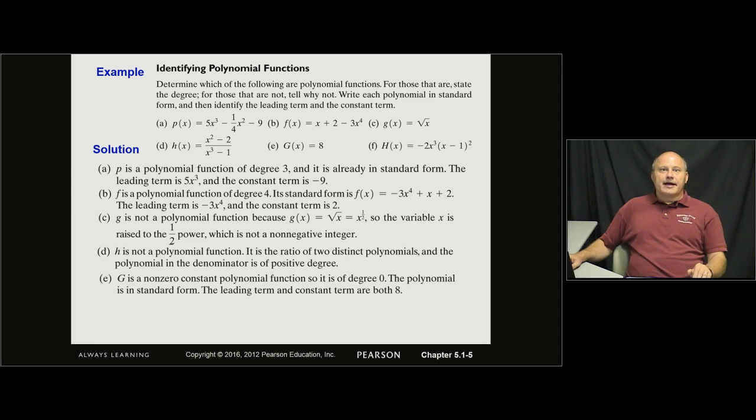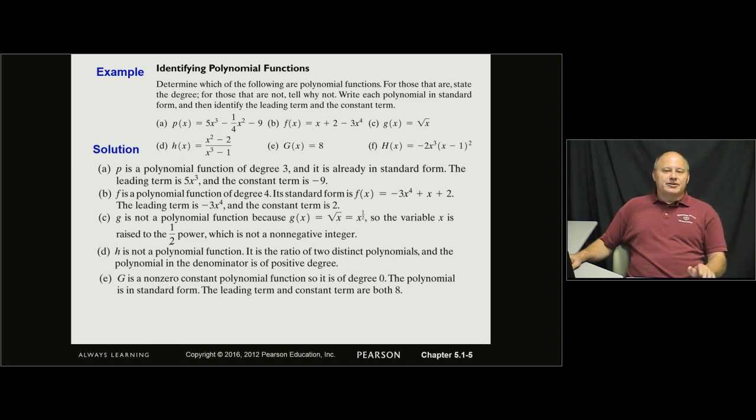All right. Now let's look at this one. g of x is equal to 8. Now, well, this can't be a polynomial, right? Well, look at it. It's a non-zero constant polynomial function. The degree of that is 0. What that basically means is that this function has no variable x. If you want to get technical, 8 is 8x to the 0, which makes it degree 0.